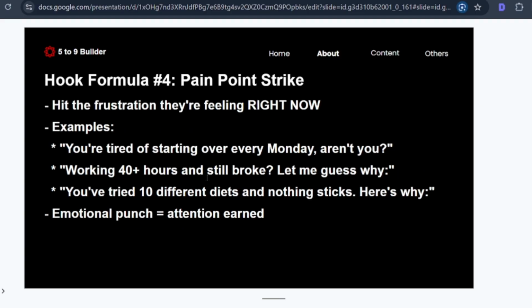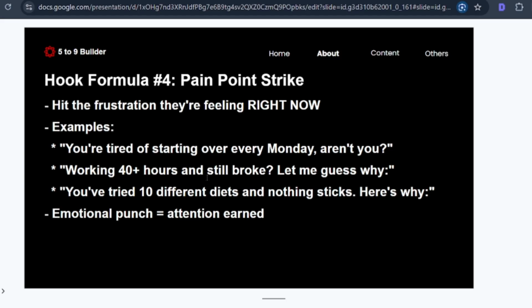Okay. All right, now the fourth one, the fourth formula that you use is the pain point strike. Okay, the pain point strike is hit the frustration they are feeling right now. Okay, you know your audience, you know what they are going through, you know their pain point. So what you have to do is just hit them with the pain point. For example, you are tired of starting over every Monday, aren't you? You understand? So if you ask somebody like this, there are some people, almost every week they have a new kind of idea they want to execute. Okay, and these are the people who we call chronic starters. They start almost every month or almost every week.